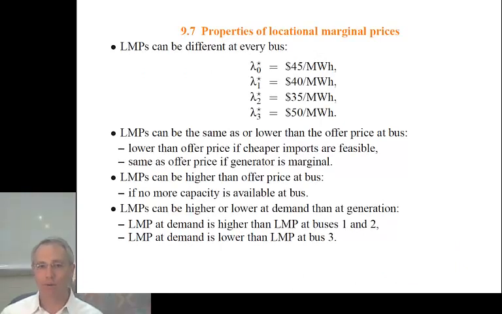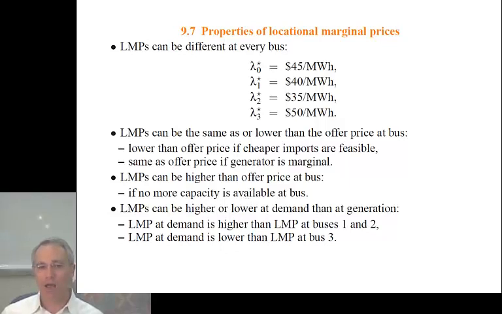So let's look at some properties of LMPs that arise from my example. First, I'll observe that the LMPs can be different at every bus. There are 4 different LMPs in this 4-bus system. The LMPs can be the same or lower than the offer price at a bus. They're lower than the offer price if cheaper imports are feasible. They're the same as the offer price if the generator is marginal. The LMPs can be higher than the offer price. Well, I need to qualify that. I mean if no more capacity is available at the bus.